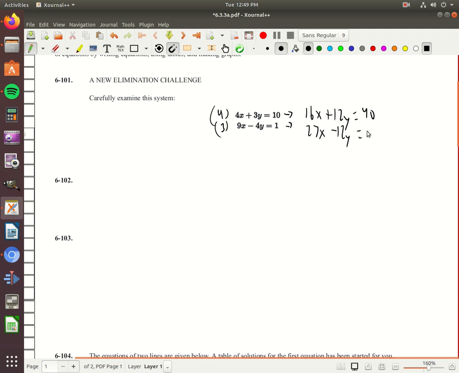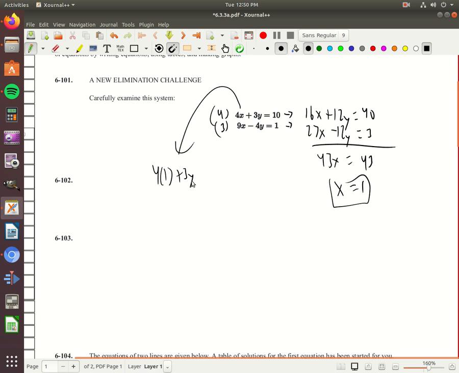But obviously I'm going for those y's. So I get 43x equals 43. So obviously x is going to equal 1. Again, I'm just going to grab one of these equations and sub x in for 1 to see what I get. So 4 plus 3y equals 10. Subtract 4 from each side. And y is going to equal 2.